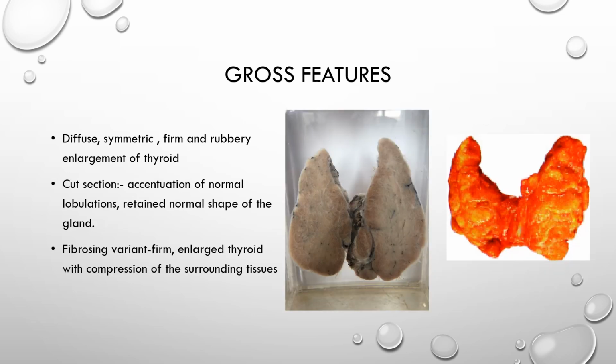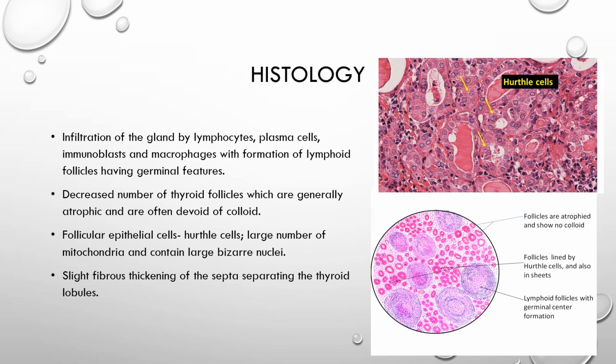Next is the gross features. If you see over here, you can notice that this feature over here is diffuse, symmetric, firm, and rubbery enlargement of the thyroid gland. So if you see the cut section, you'll see that the accentuation of the normal lobulation is retained, back to the normal shape of the gland. And in the fibrosing variant, we would be seeing a firm enlarged thyroid like this, with a compression of the surrounding tissues.